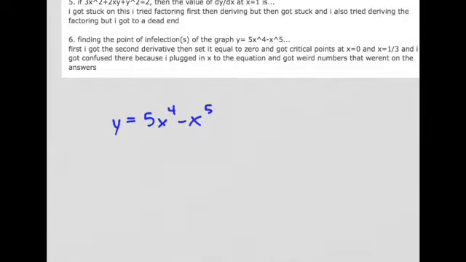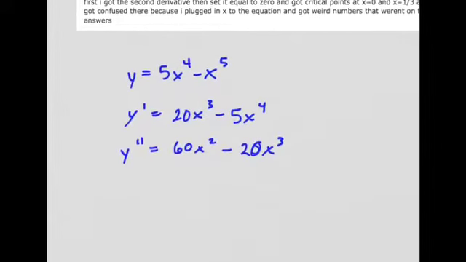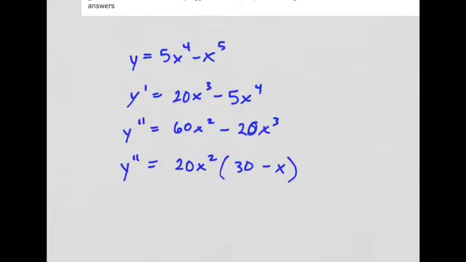I'm going to take the first derivative, y prime, and that gives me 20x to the 3rd minus 5x to the 4th. And the second derivative is 60x squared minus 20x to the 3rd. I guess I'll just factor it to make it look nice, because I am going to be setting it equal to 0. So I'll factor out a 20x squared. And that would be 3 minus x. I think that's right. Let me just double check.